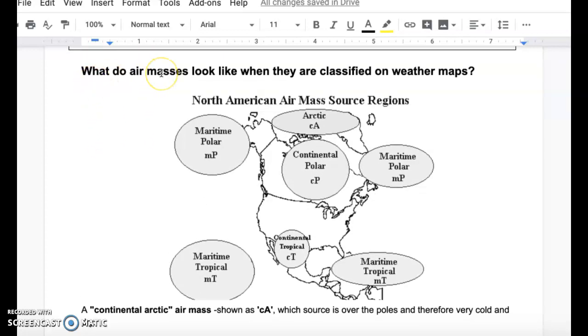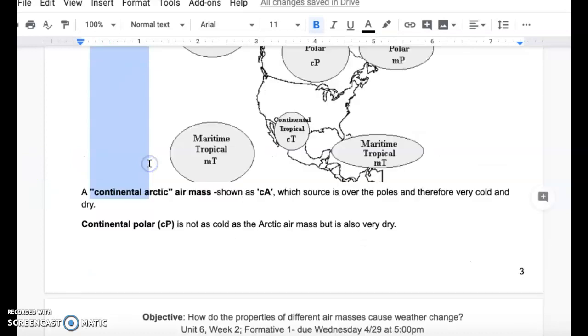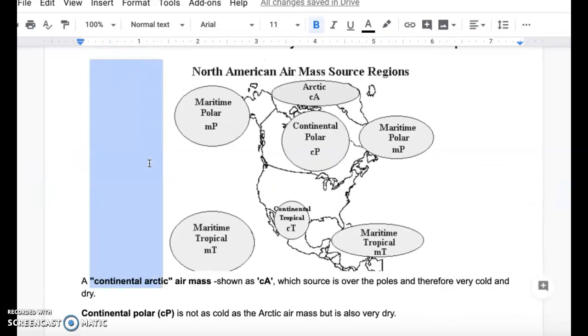What do air masses look like when they're classified on weather maps, like this one that you see here, which shows North America, like the US, Canada, and some of Central America, air mass source regions. Okay, let's see. A continental Arctic air mass, shown as CA, let's highlight that, continental Arctic. So continental, I know that originates over land, and Arctic, I remember that means cold. So let's see if I'm right.